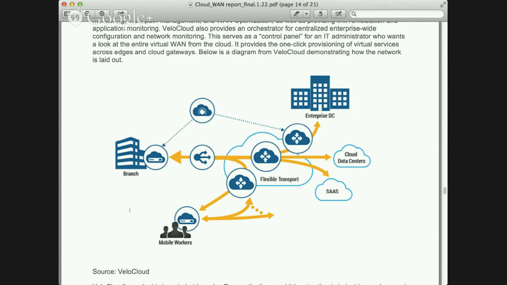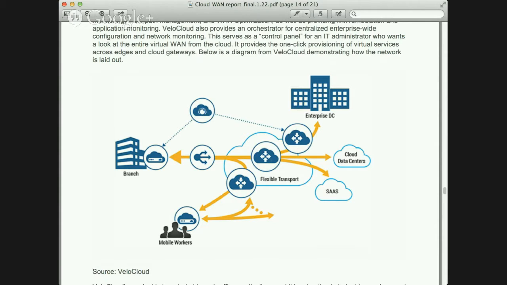What VeloCloud does is allows you with software to tie those links together, which is called multi-link aggregation, and it has a smart system in the cloud that says, okay, there's more contention on this network, we're going to automatically switch you to this network.